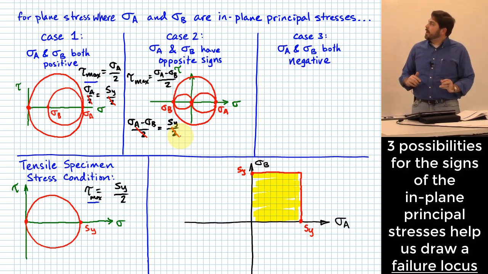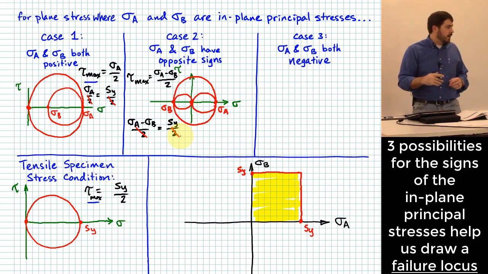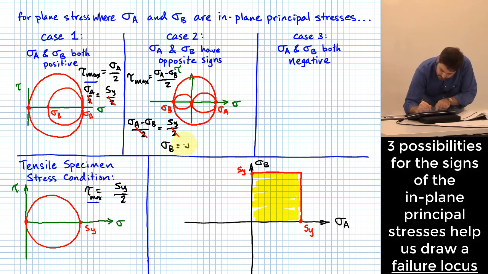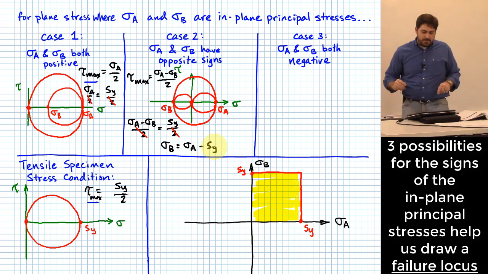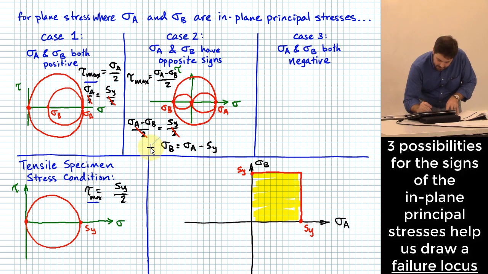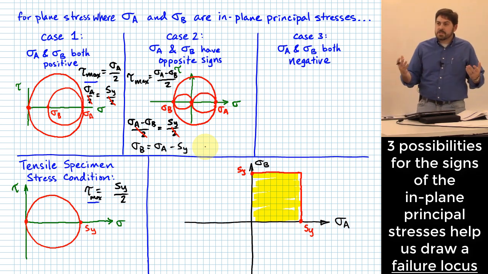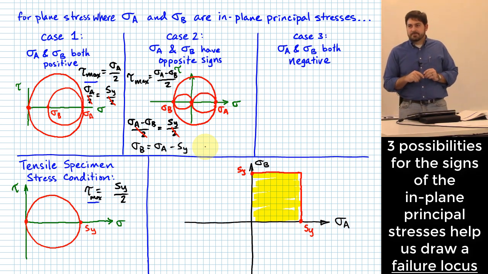Let me actually plot, since I've got sigma B on the vertical and sigma A on the horizontal, let me plot that as if it's an XY equation. Right? Or write the equation as if it's an XY equation. If I do that, then what I have is sigma B is equal to sigma A minus S sub y, right? If I think of that as an XY equation, I could solve it out like this. And that's basically an equation in slope-intercept form, if you will, right?